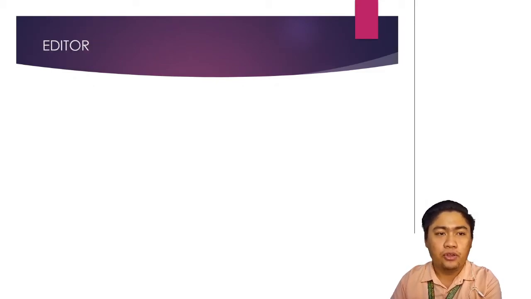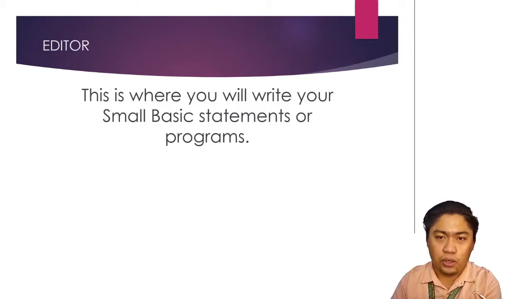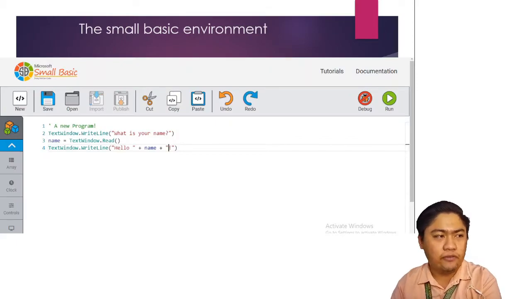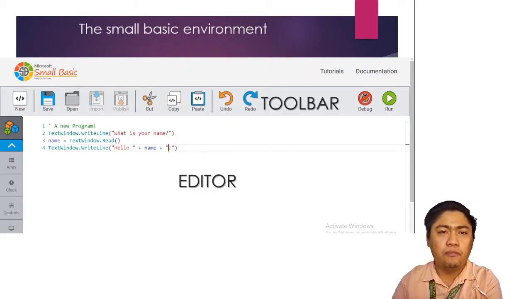Now, you will write your code in the editor. This is where you will write your Small Basic statements or programs. The default name is Untitled, since the program has not been saved. The editor that you are currently working on is called the Active Editor. Again, let's review. We have this editor and the toolbar for our Small Basic environment.